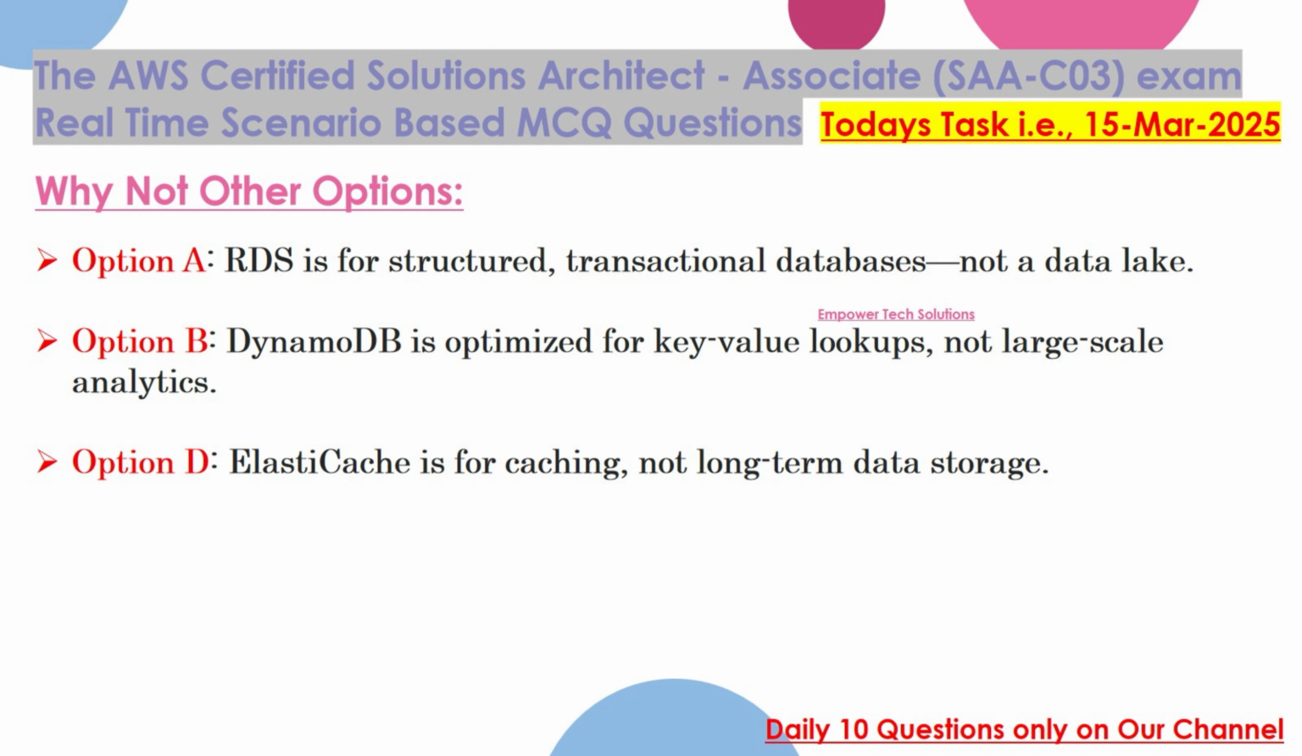Why not other options? Option A, RDS is for structured, transactional databases, not a data lake. Option B, DynamoDB is optimized for key-value lookups, not large-scale analytics. Option D, ElastiCache is for caching, not long-term data storage.